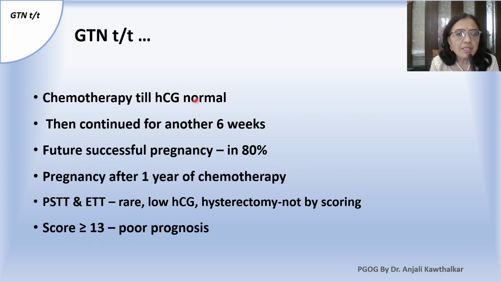This chemotherapy is given till HCG is normal. Once HCG comes to normal, then it is continued for another 6 weeks. Future successful pregnancy rate is 80%. Pregnancy is advisable after 1 year of completion of chemotherapy. Now, PSTT and ETT are rare types of GTN where usually the HCG production is low, hysterectomy is required, and the treatment of these is not as per the FIGO scoring. Anytime score is greater than or equal to 13 it is associated with a poor prognosis. Risk of mortality is high.